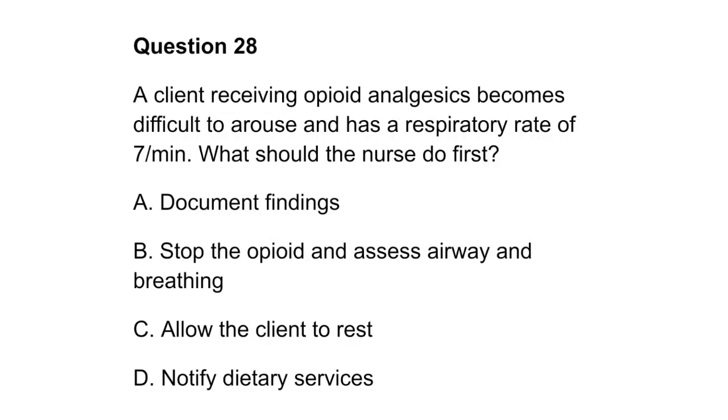Question 28. A client receiving opioid analgesics becomes difficult to arouse and has a respiratory rate of 7 per minute. What should the nurse do first?